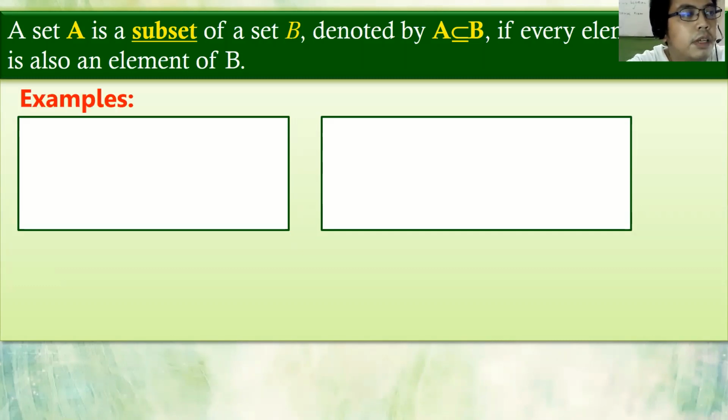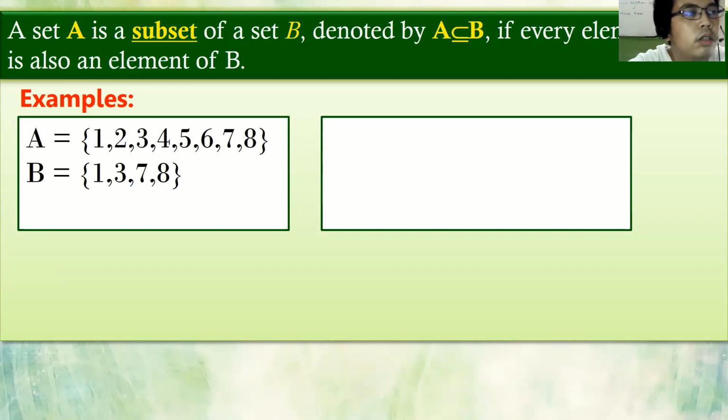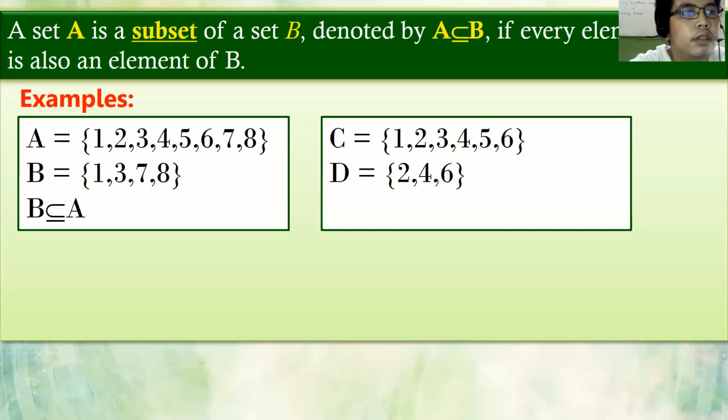Say, for example, here we have set A and set B. Take note that all elements in B are found in A. So we could say that B is a subset of A. On the next example, we have set C and set D. And we all know that D is found in set C. We could say that D is a subset of C.